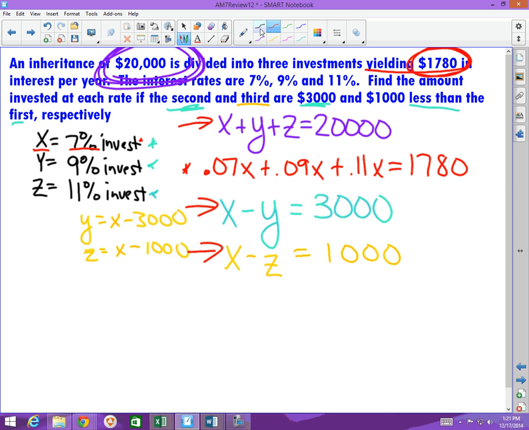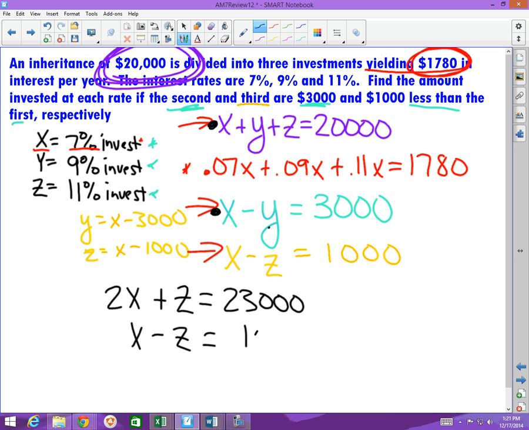All right, so if we get rid of the y, let's say we would take this equation and this equation and we add them together, we are going to get 2x and the y's go away plus z equals $23,000. So we've gotten rid of the y. And here's another equation that has y gone, so x minus z equals 1,000. We can just add those together.